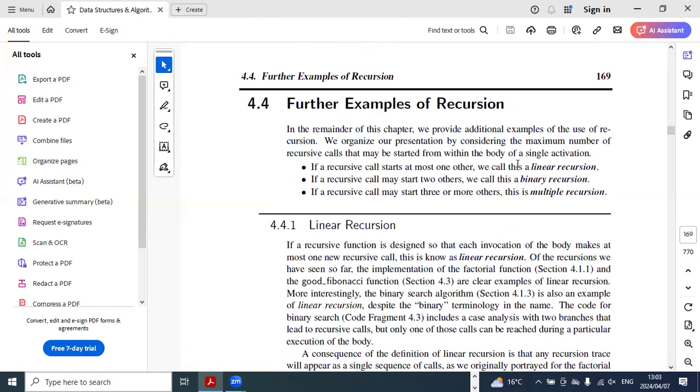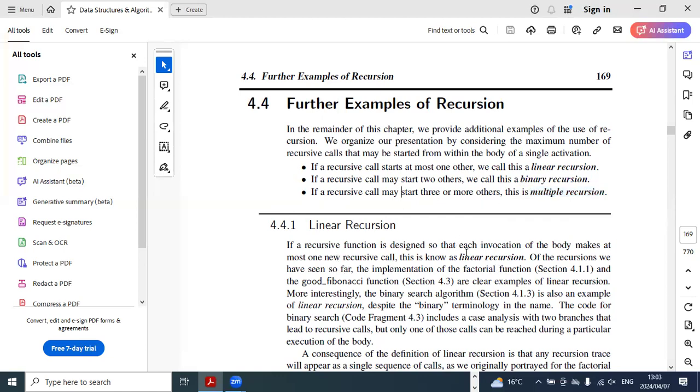A further example of recursion: we have linear recursion, binary recursion, and then multiple recursion. If a recursive call starts at most one other, this is where you call it linear. If it calls two, like the name says, binary, it means you call it a binary recursion because it makes two calls. And then if the recursive call may start three or more, we call this multiple recursion.